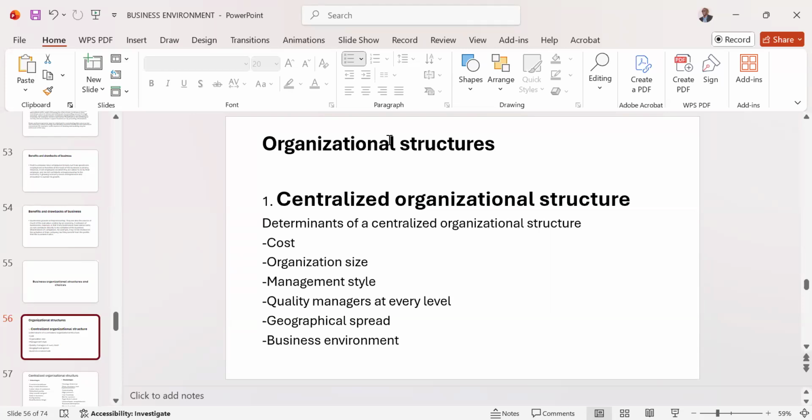Another thing is the management style. The management style of a centralized organizational structure is such that the chain of command is usually limited.